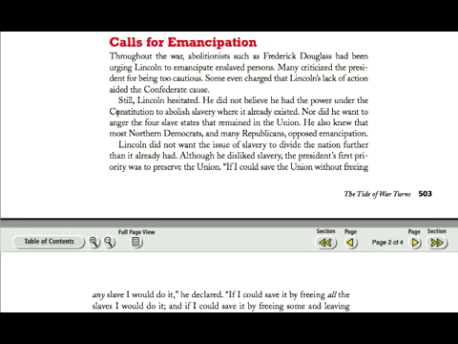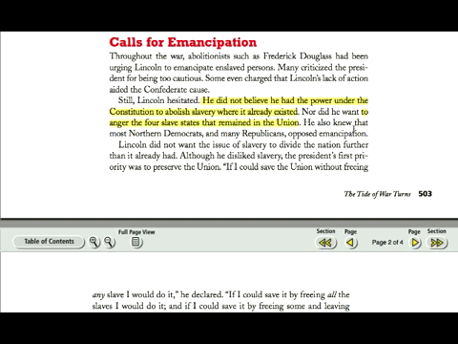Calls for emancipation. Throughout the war, abolitionists such as Frederick Douglass had been urging Lincoln to emancipate enslaved persons. Many criticized the president for being too cautious. Some even charged that Lincoln's lack of action aided the Confederate cause. Still, Lincoln hesitated. He did not believe he had the power under the Constitution to abolish slavery where it already existed. Nor did he want to anger the 4 slave states that remained in the Union.